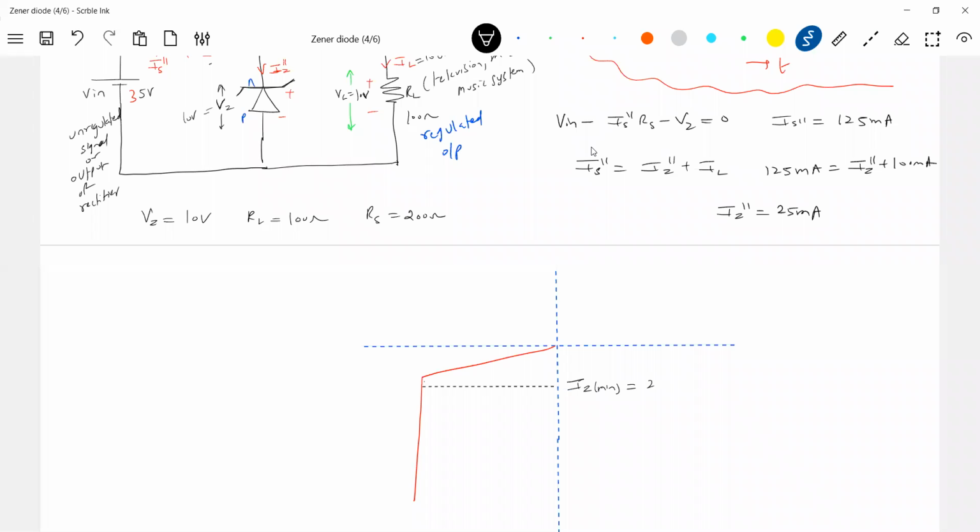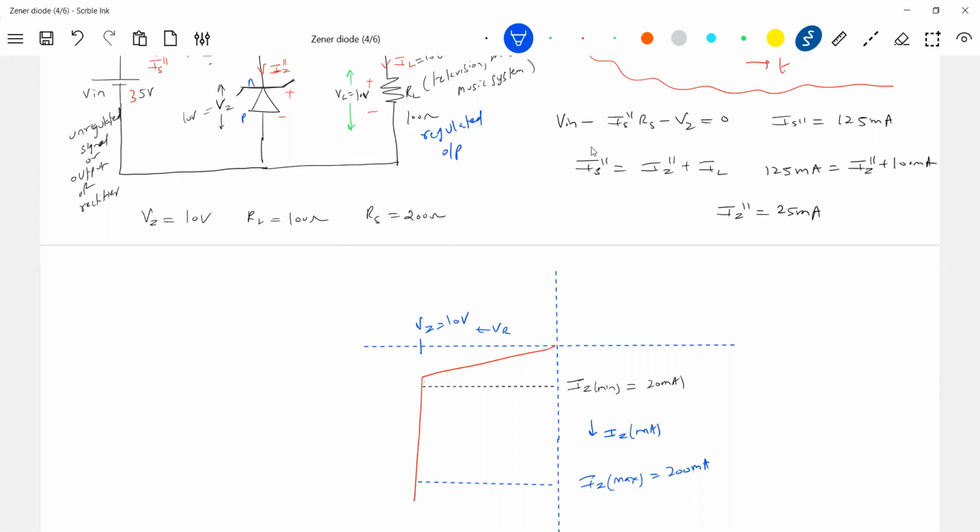If 25, no, let me make it 20 milliampere. I'll be on the safer side. Then, what should be the VZ? VZ should definitely be 10 volt. I think the problem is solved.